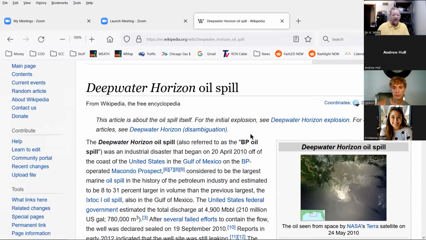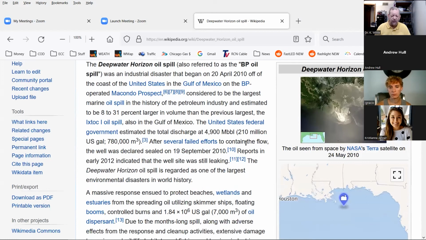Back in 2010, can everybody see the Wikipedia Deepwater Horizon? Thank you. There was an awful environmental tragedy that happened in the Gulf of Mexico. BP had an oil well, a valve broke and they couldn't repair it. And for many days, lots of crude oil was released into the Gulf of Mexico.